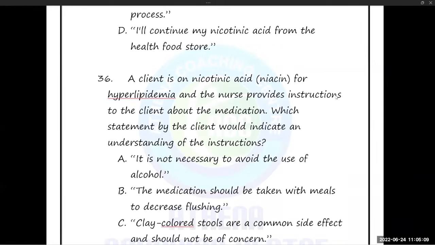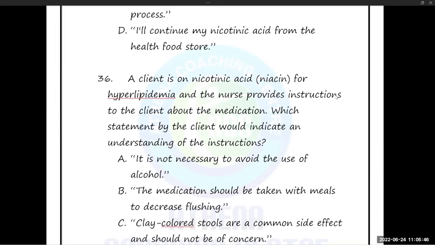Yesterday we had this on nicotinic acid for hyperlipidemia, and the nurse provided instructions to the client about the medication. Which statement by the client would indicate an understanding of the instruction? So the client is admitted with hyperlipidemia, that is increased cholesterol, where the client is on nicotinic acid, a choice of medicine, and the nurse provides instructions to the client about the medication. Which statement made by the client would indicate understanding of the instructions?